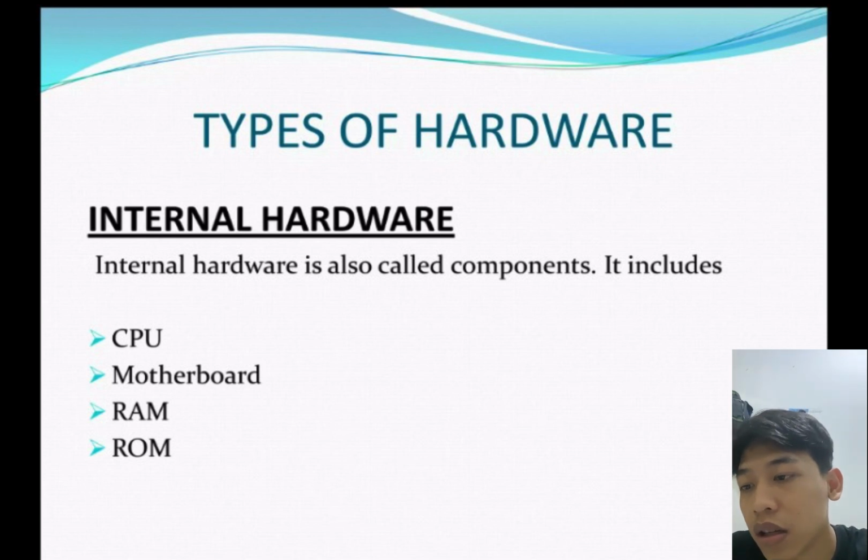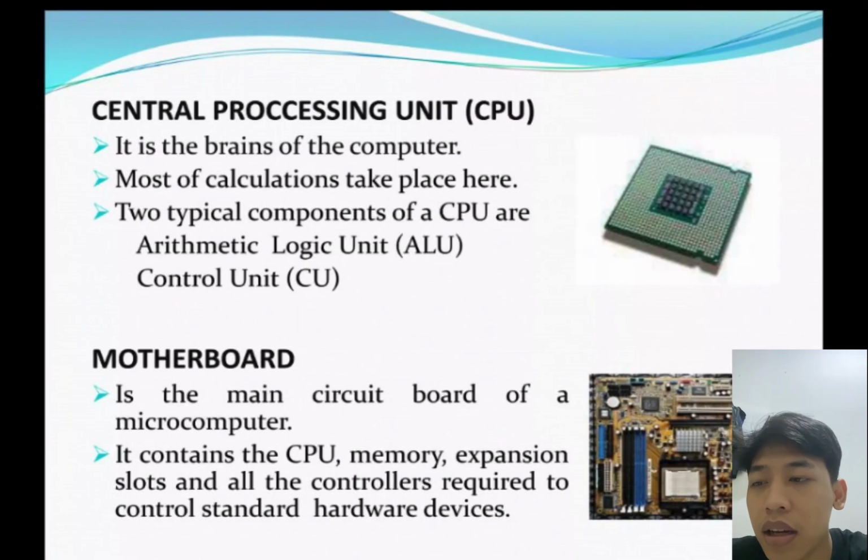Internal hardware is also called components. It includes CPU, motherboard, RAM, and ROM. And what is CPU? CPU is the brain of the computer. Most of the calculation takes place here. Two typical components of CPU are arithmetic logic unit or ALU and control unit or CU.